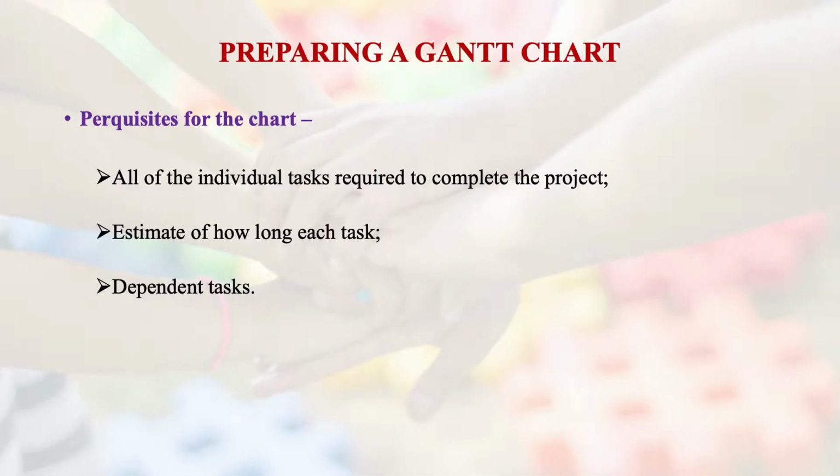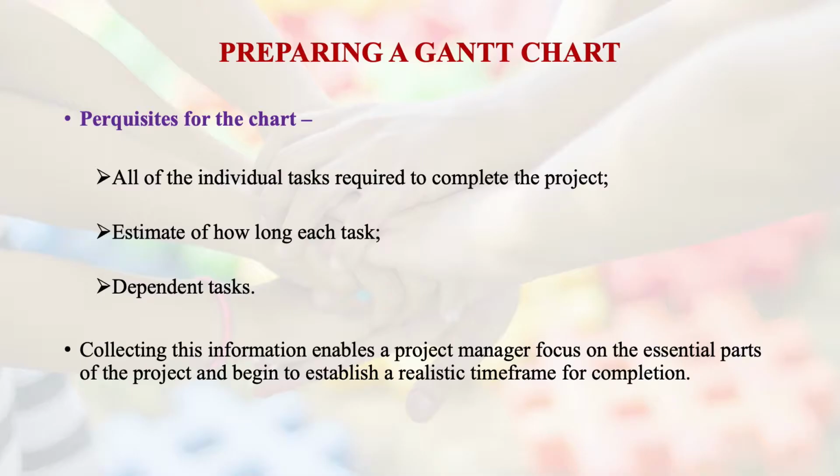This is very ticklish, and that is why you require some experience when you try to make Gantt charts. Then finally you need to know about dependency among the tasks, which you may not know to the fullest detail, but some dependencies you should know about: which parts are overlapping, which parts have to be done sequentially, and so on. Collection of this information enables a project manager to focus on the essential parts of the project and begin to establish a realistic time frame for completion.